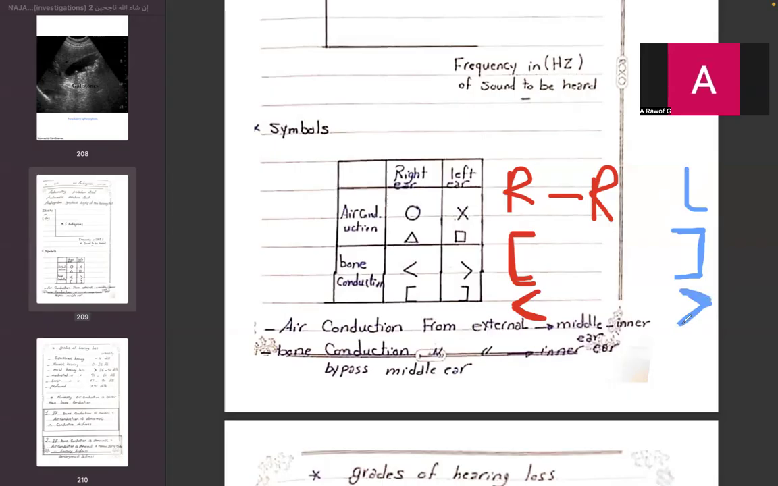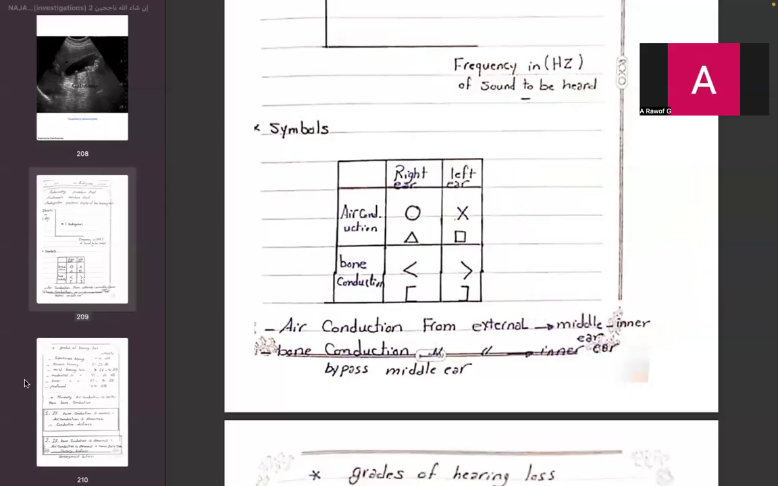Okay, this is for your remembrance and to make things easy. This is about the symbols. The commonly used test is the unmasked one, so let us remember the symbols for the unmasked. For the left ear we always use blue color and it is X, and this is for air conduction. For bone conduction the left is always closed, so it is a closed triangle.